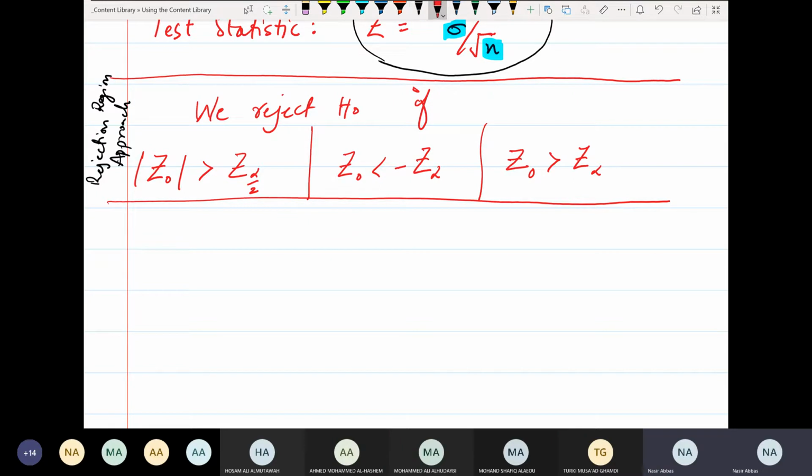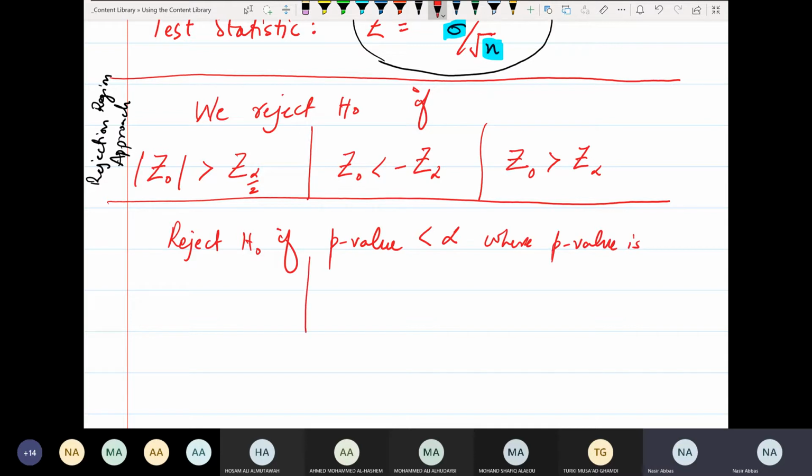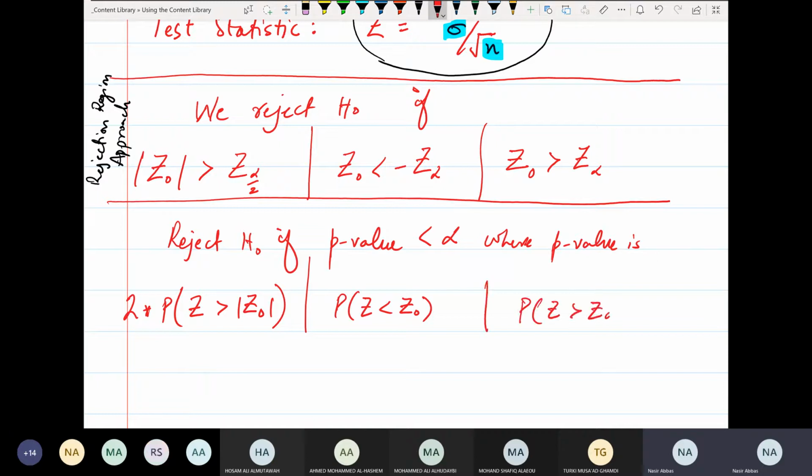For these three cases, the p-value is calculated as follows. The decision rule, by the way, is reject H0 if the p-value is smaller than alpha, where the p-value is equal to what? For case number 1, when your H1 is two-sided, the p-value is 2 times the probability of Z greater than the absolute value of z0. For the lower-sided, it is simply the probability of Z less than z0. And for the upper-sided, it is simply the probability of Z greater than z0.